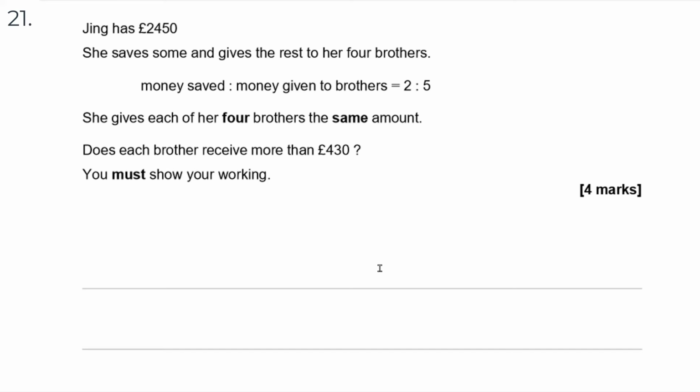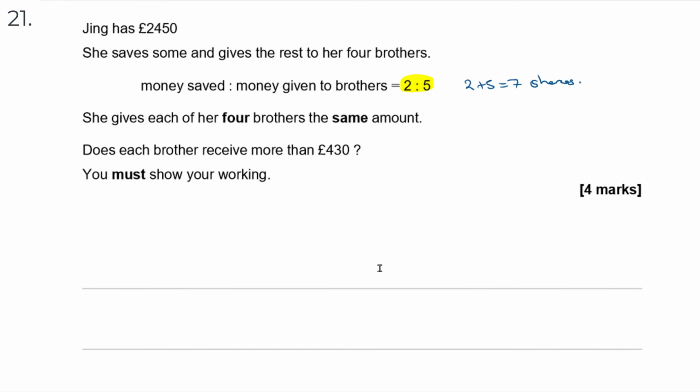Okay. So first up, we want to know how much Jing gives to her brothers in total, and then we can see if we can split that 4 ways and compare it to the 430 we've been given. So let's have a look at this ratio here to start with. I've got the ratio of 2 to 5, so that means that Jing keeps 2 shares and gives 5 shares away. So altogether, that's 2 plus 5, that's 7 shares, isn't it?